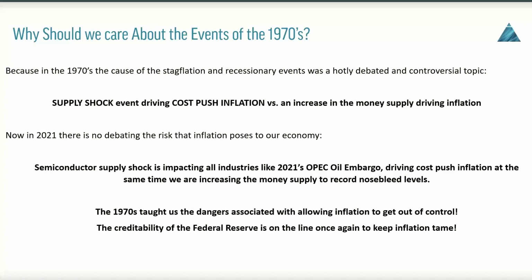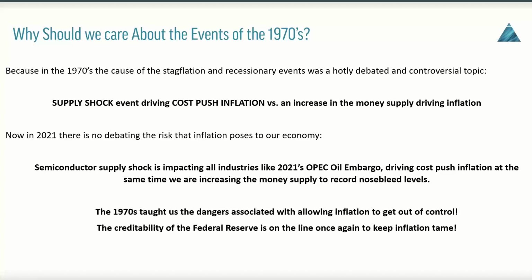Now we know in 2021, there's no debating the risk that inflation poses to our economy. That semiconductor supply shock is currently impacting all industries, just like 2021's OPEC oil embargo. And that's driving cost push inflation at the same time we're increasing the money supply to record nosebleed levels. I'm not going to show any charts on that. We've looked at the money supply. We all know what's going on with spending, and we all are feeling the impacts of the semiconductor supply shock.